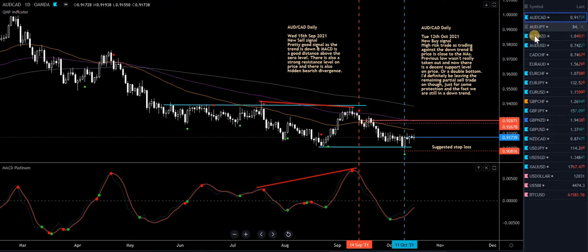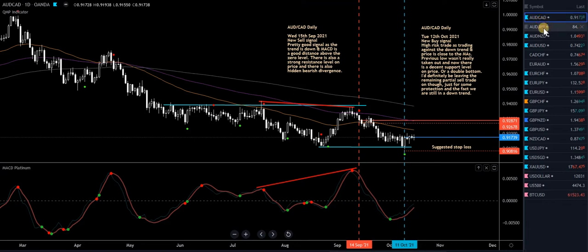Let's have a look at charts. This is TradingView. This is what I use for my analysis. I actually trade off MT4, MT5 and other brokers, but I use the one set of charts for my analysis, and this is with TradingView. This is my watch list on the right. You can see there's a few pairs.